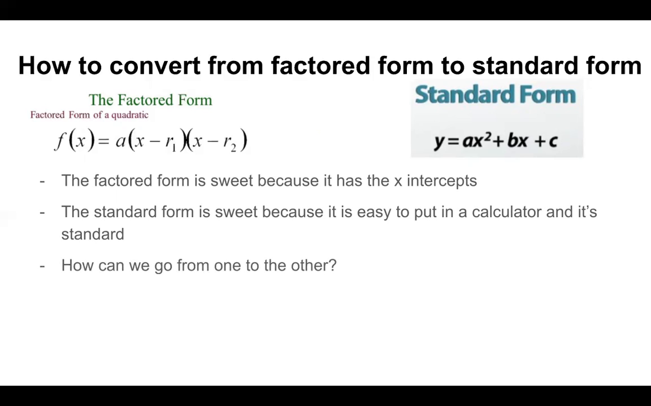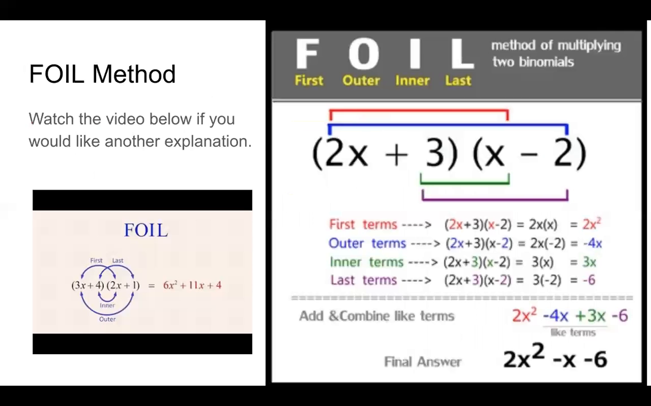So how can we go from one to the other? What we're going to do in the next 2 videos is show you 2 different ways to go from the factored form to the standard form. So you can watch those videos on your own. One is the FOIL method and one is the box method. And that's what those videos will be about.